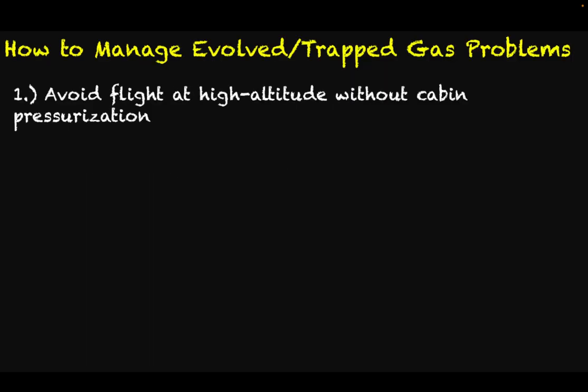So that leads us to the last thing that we're going to discuss here. How do you manage your evolved or trapped gas problems? So number one, avoid flight at high altitude without cabin pressurization. The FAA actually has strict guidelines that dictate how long and how often you can be at high altitude without cabin pressurization. But if you're at all worried about DCS, definitely good to have a pressurized cabin. That way, you not only don't have to worry about hypoxia, but you shouldn't have to worry about the most severe symptoms of DCS either.